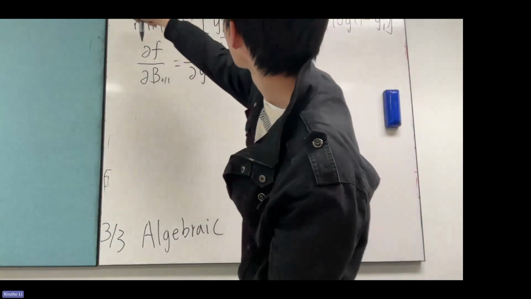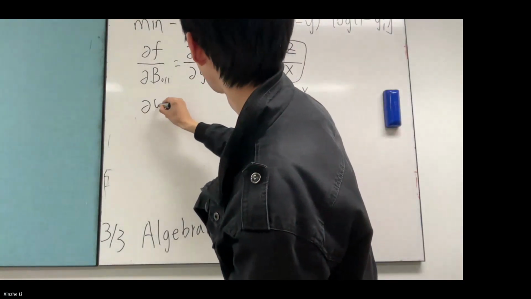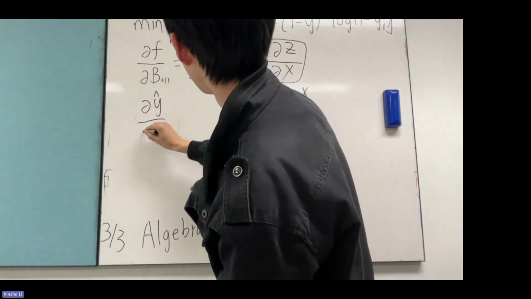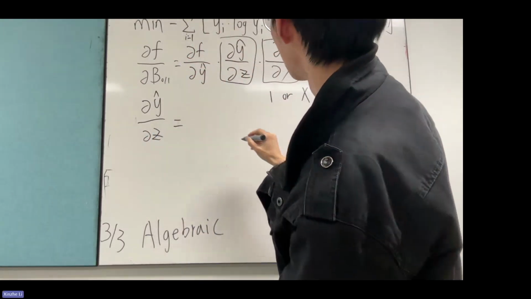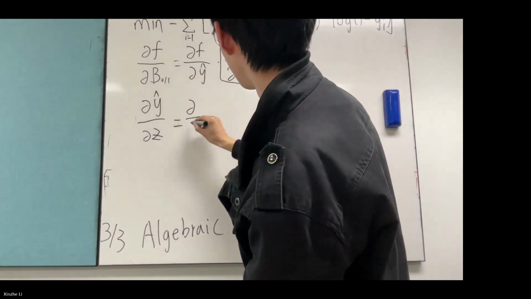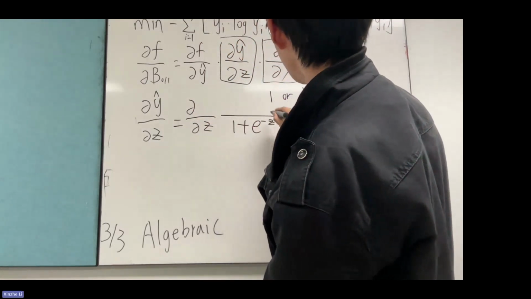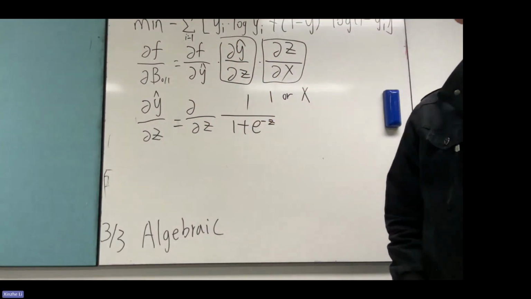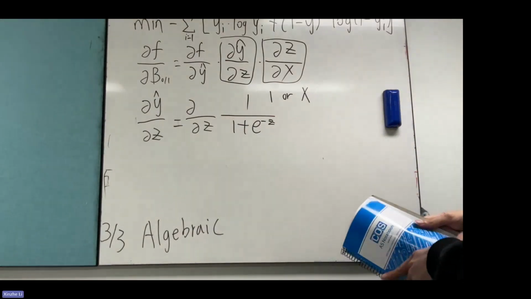Now we want to resolve maybe this one. What's this one? This one is the sigmoid function, right? Let me resolve this one. This is y hat with respect to z. What's this sigmoid function? Let me write down this sigmoid function. It's 1 over 1 plus e to the minus z. This is the sigmoid function. Okay, have a look at these steps.